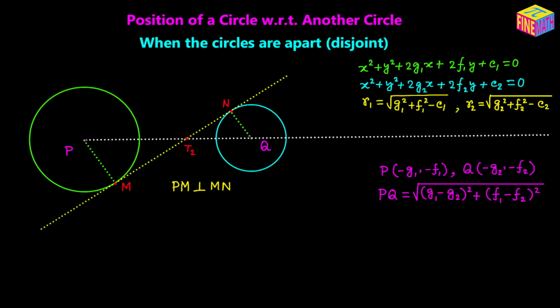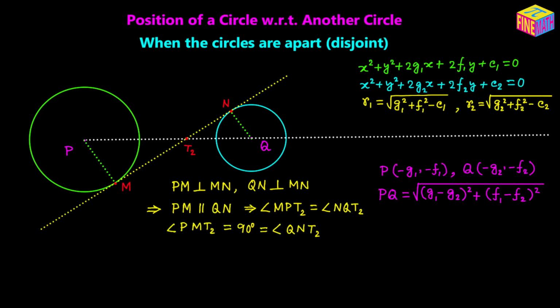So here again we can say that PM will be perpendicular to MN because we know radius is always perpendicular to the tangent. And similarly, QN will also be perpendicular to MN. That means PM and QN are parallel. That means angle MPT sub 2 will be equal to angle NQT sub 2. Those will be the alternate angles between two parallel lines. And also angle PMT sub 2 is equal to 90 degrees, and similarly, angle QNT sub 2 is also equal to 90 degrees.